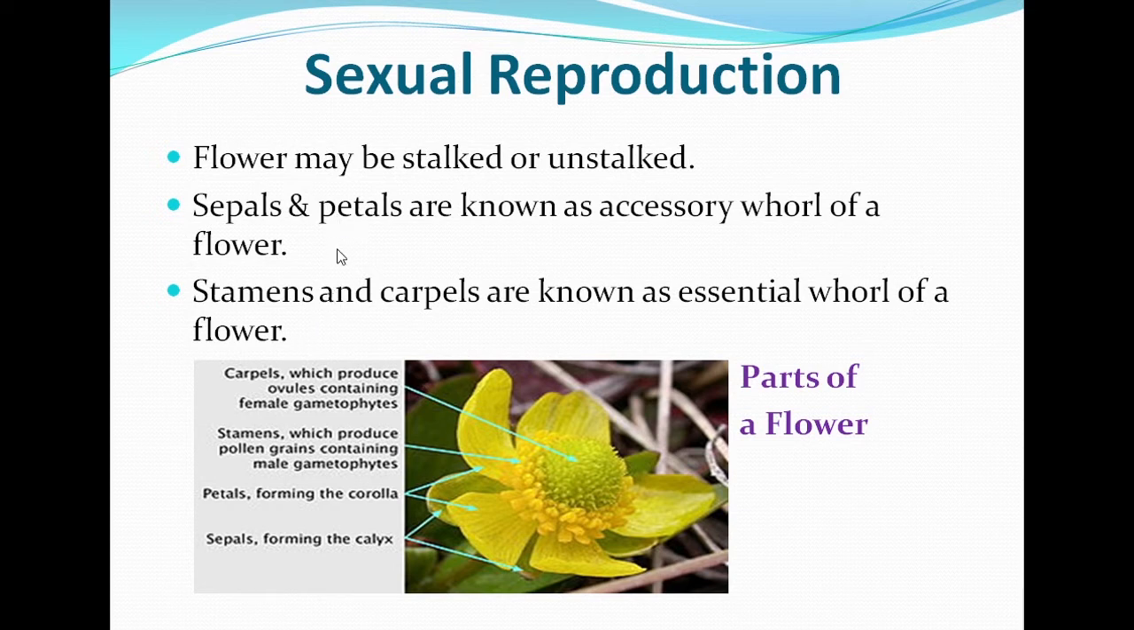So these are very important points. You have to know the sepals and petals. Sepals and petals are known as accessory whorls, and stamens and carpels are also known as essential whorls. Here is the figure of parts of a flower. I have said earlier, this is carpel, this is stamen, and this is petal, and this is sepal. Okay, this is sepal, petals, stamen and carpels.